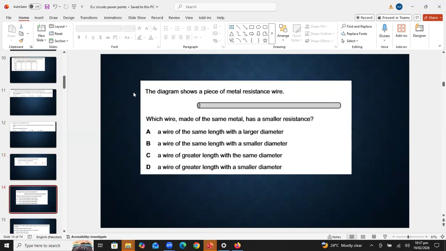The number is not mentioned. Okay. The diagram shows a piece of metal resistance wire. Which wire, made up of the same metal, has a smaller resistance? So here students, we have to find the smaller resistance. For smaller resistance, the length should be smaller or the length should be the same. Length should not be greater, because if the length is greater, resistance will be greater.